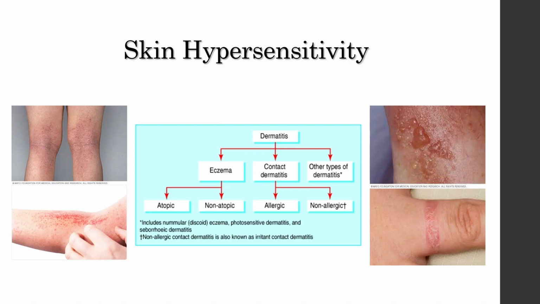Let's talk about when the immune system becomes a little dramatic. Skin hypersensitivity reactions fall under the umbrella of dermatitis, which simply means inflammation of the skin. But the why behind the inflammation matters. Broadly, we divide these into atopic dermatitis, or eczema. This is a type 1 hypersensitivity reaction, meaning it is IgE mediated and often associated with allergies, asthma, and hay fever. Histologically, you will commonly see spongiosis, which is intracellular edema within the epidermis.